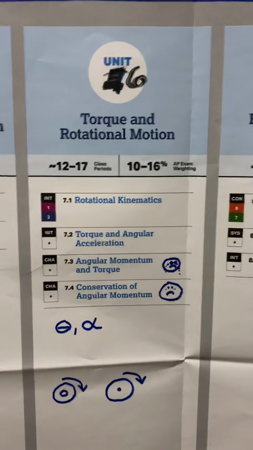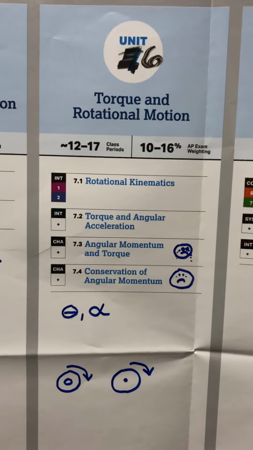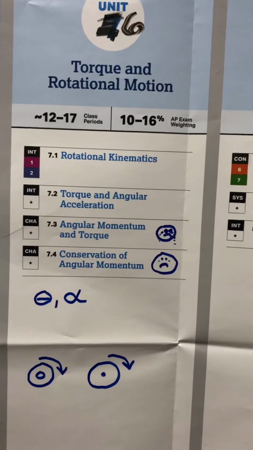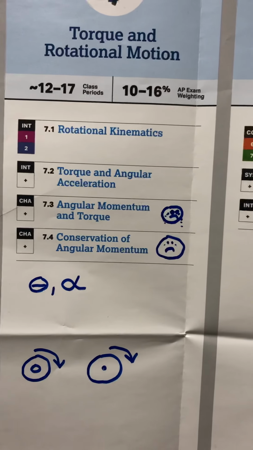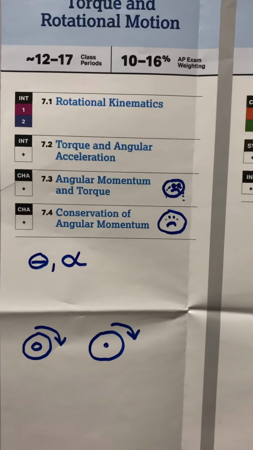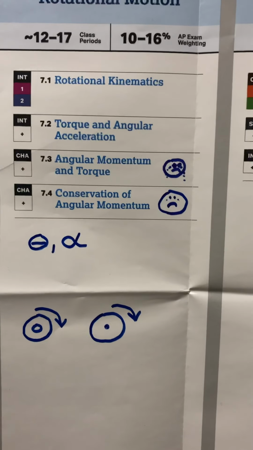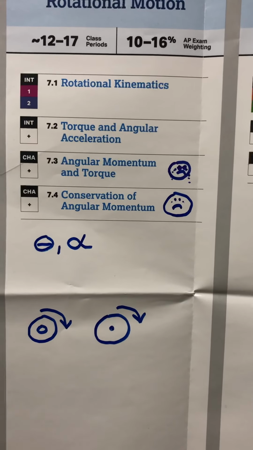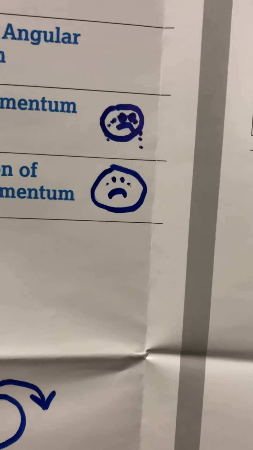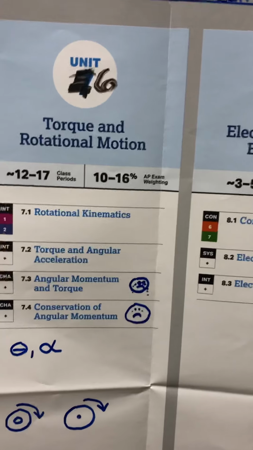Next one will be in the spring semester. We'll be covering Unit 6. Now this is kind of a little bit difficult subject. It's called torque and rotational motion. Talking about rotational kinematics, that means things moving in circular motion. Torque and angular acceleration, angular momentum, and the conservation of angular momentum. Notice here I have a sad face with tears. Okay, that's going to be Unit 6.